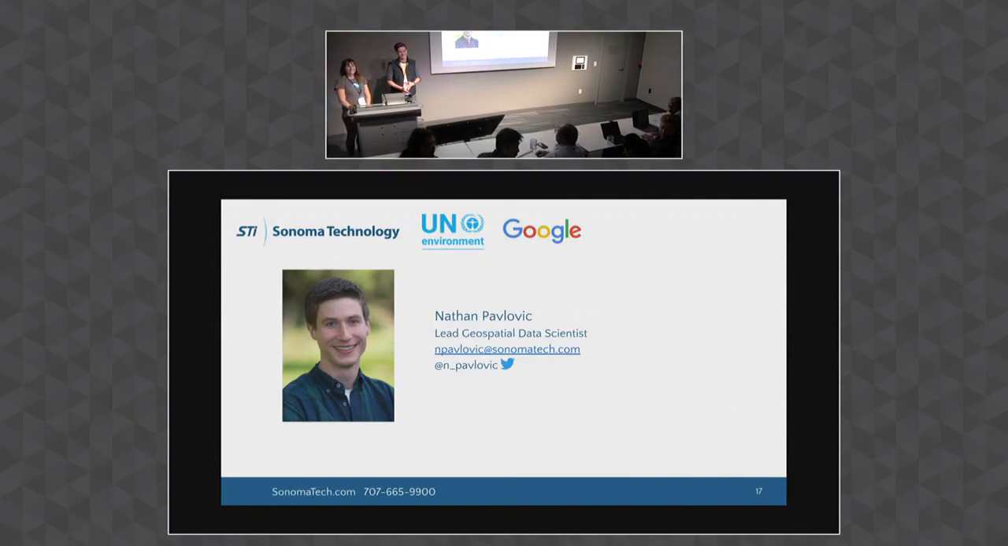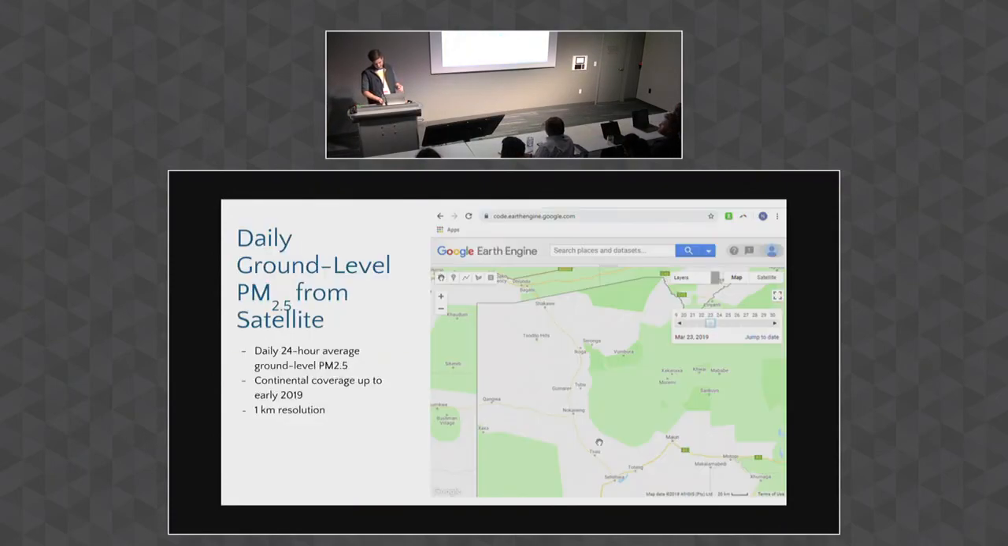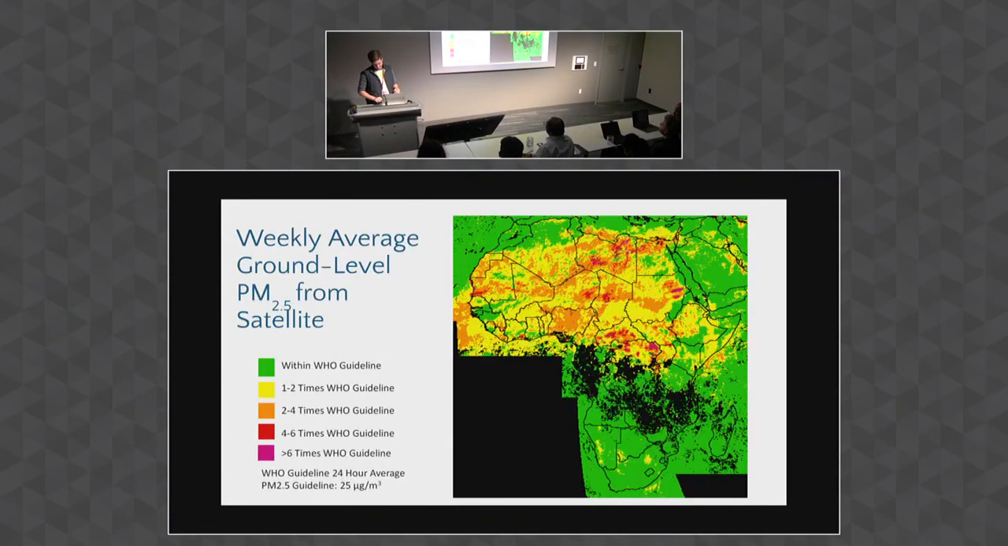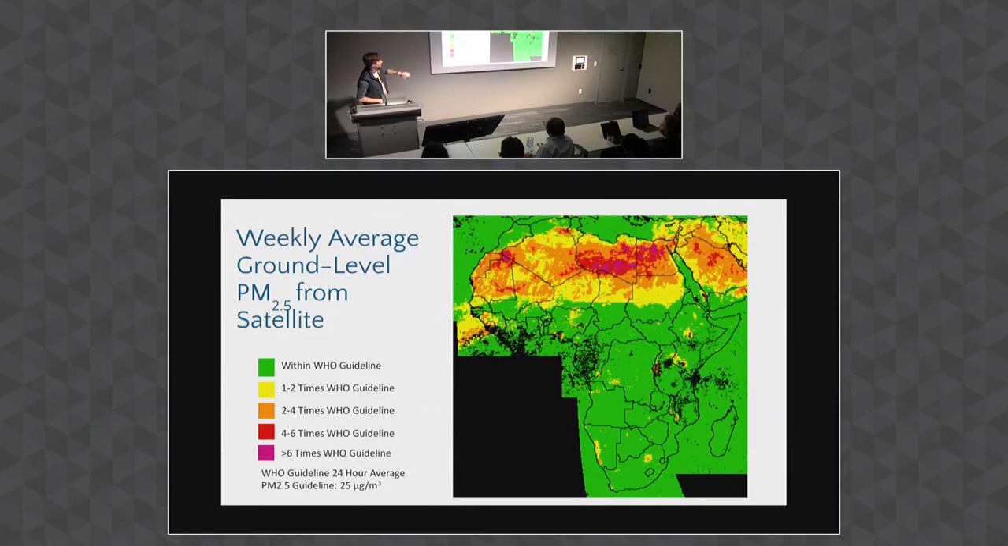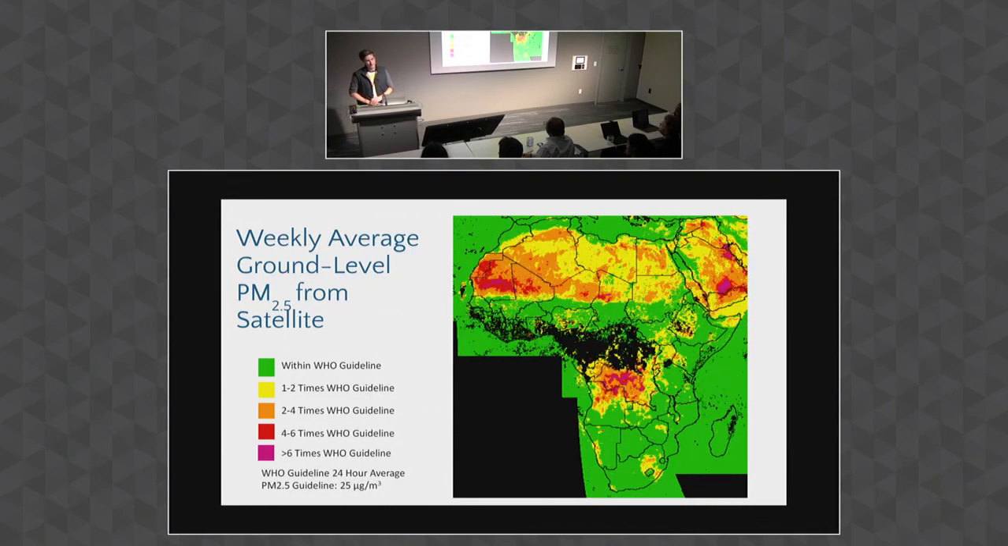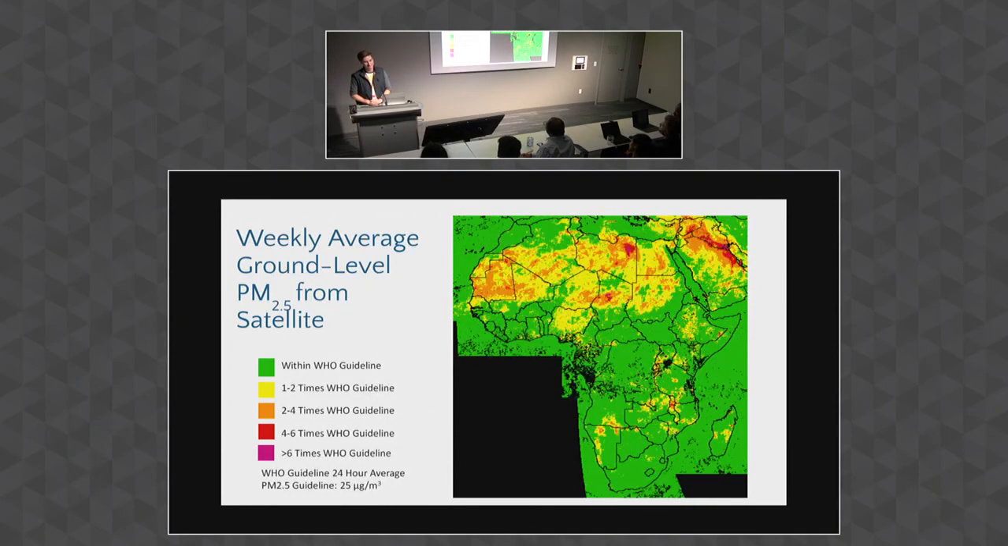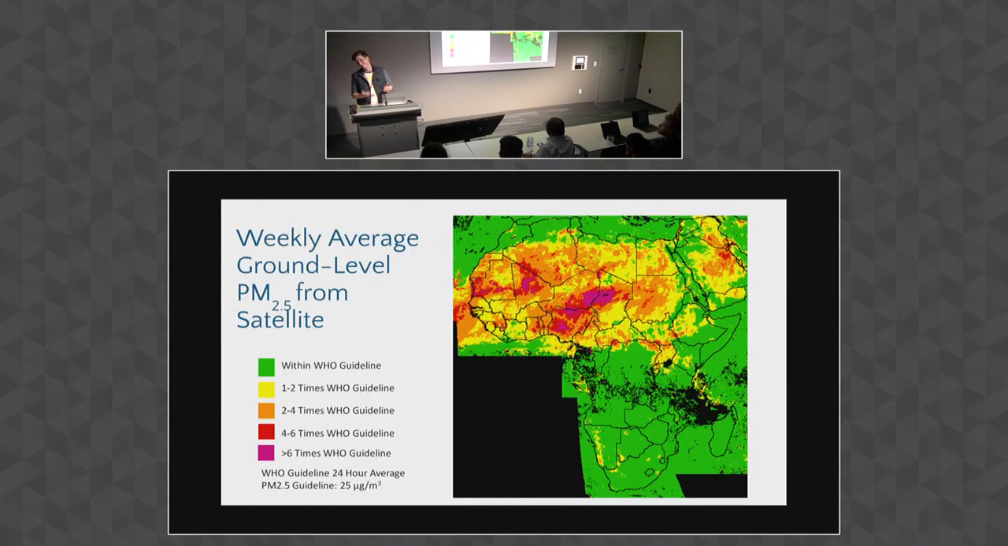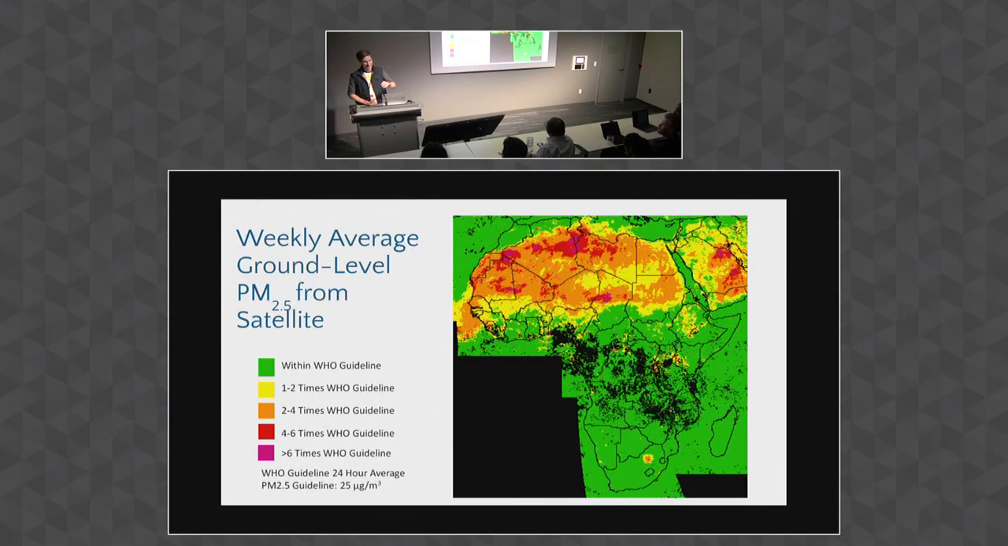Great job. Very nice talk. Can you tell us a little bit about your thoughts on what's driving all that missingness in the middle? Is it more like clouds? That's cloud cover, definitely. It's very cloudy in Central Africa and on the southern coast of West Africa. One of the downsides of satellite data.